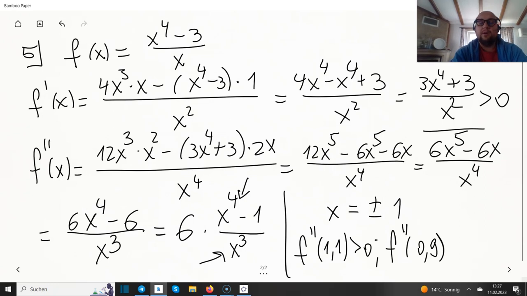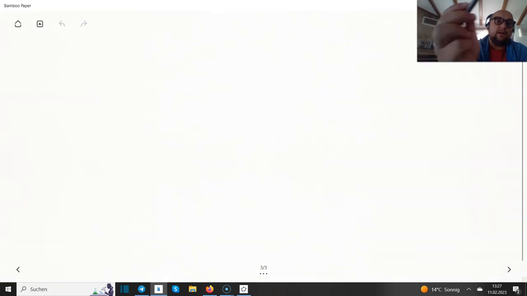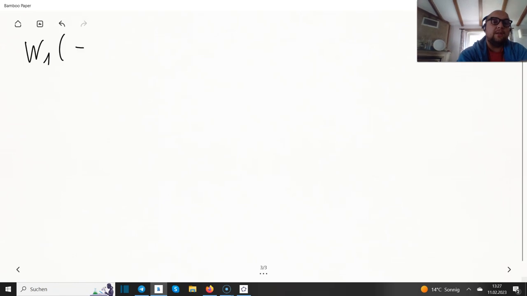What about the second derivative at 0.9? The numerator is going to become negative. The denominator remains positive, so it's a negative value. So there's a change of sign, which is perfect. So we have a point of inflection, which is easy to compute twice, right? Because of the symmetry.